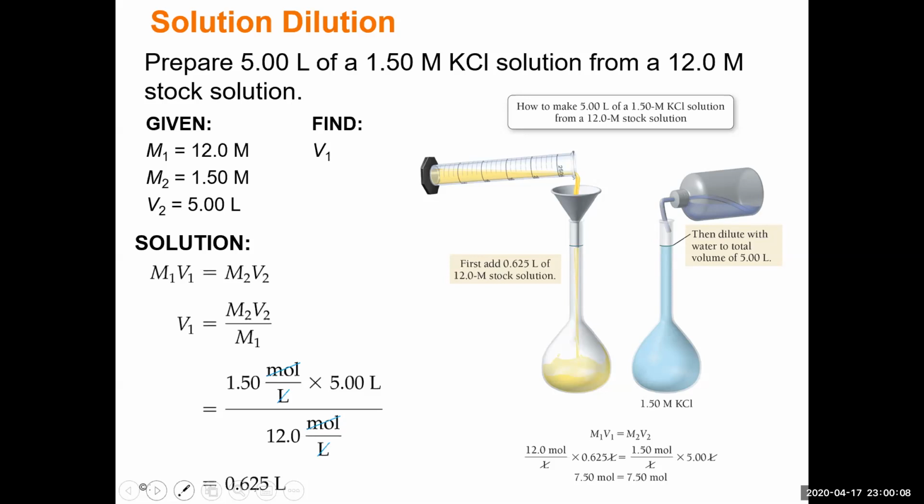So we're given that initially our concentrated solution has a molarity of 12.0 molar, so that is our M1. We want the concentration of our solution after dilution to be 1.50 molar, so that'll be our M2. The volume we want of our diluted solution is 5 liters, so that'll be our V2. So now we need to find V1.